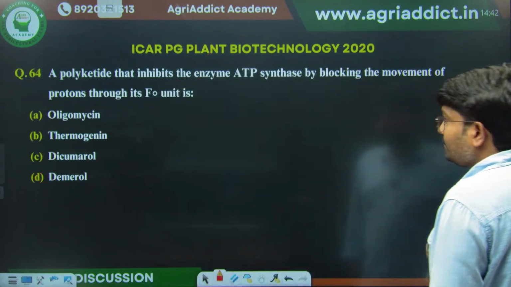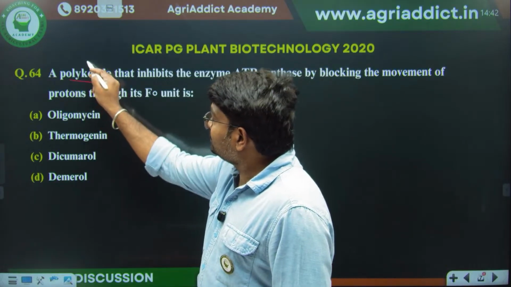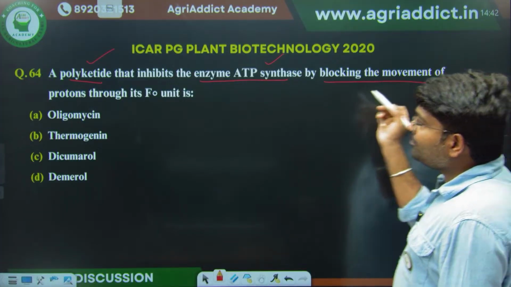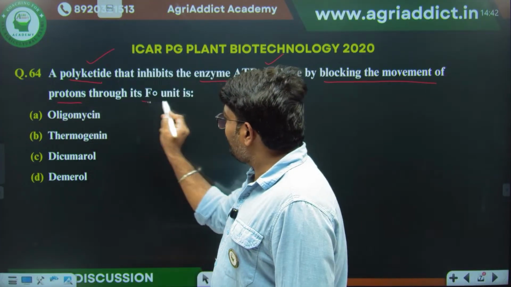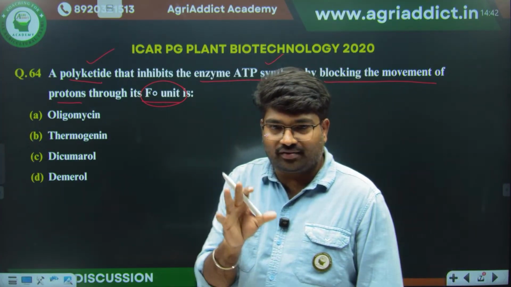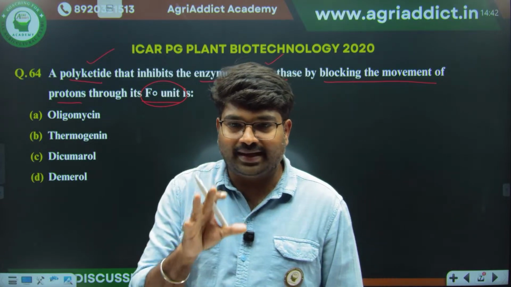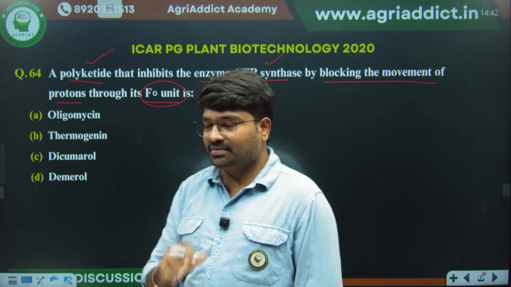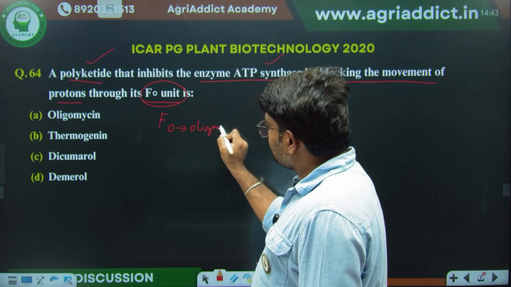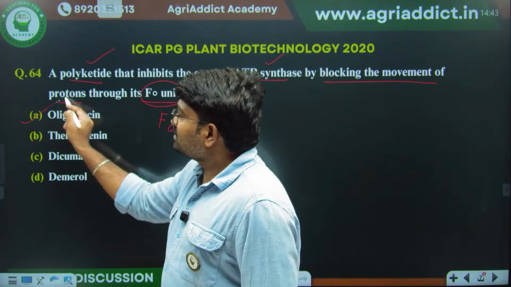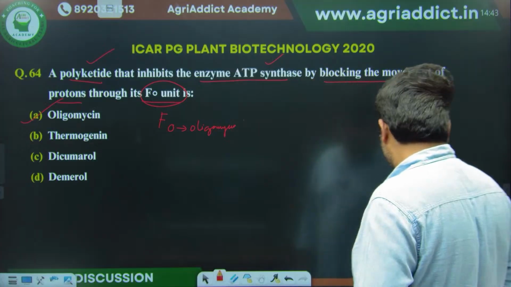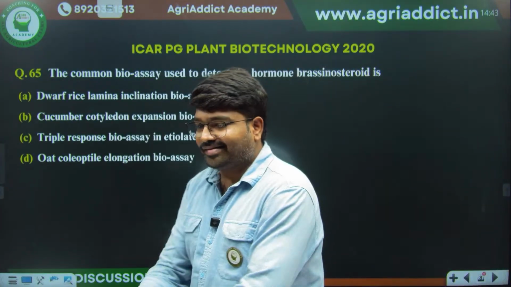Okay, clear? A polyketide that inhibits the enzyme ATP synthase by blocking the movement of protons through the F0 subunit is what? What is the inhibitor that will inhibit the F0 subunit of ATP synthase? This we have already discussed. Yes, very good. It's oligomycin. So, oligomycin will act as an inhibitor for the F0 component of ATP synthase.